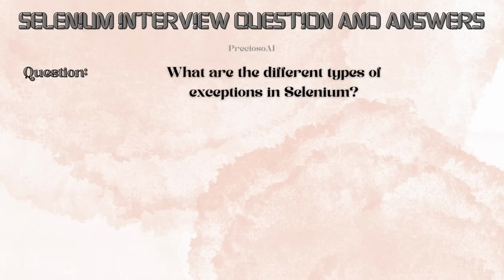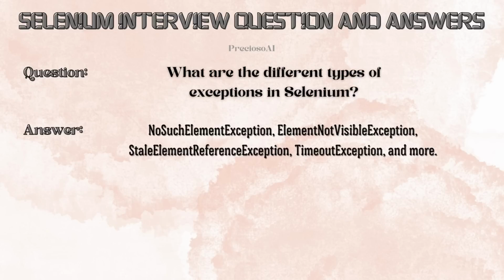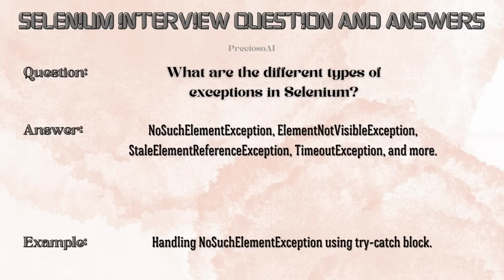Next question: what are the different types of exceptions in Selenium? And the answer is: no such element exception, element not visible exception, stale element reference exception, timeout exception, and more. For example, handling no such element exception using try-catch block.